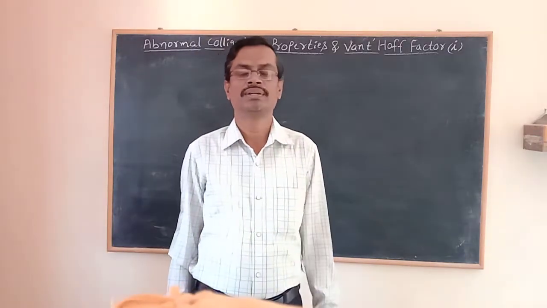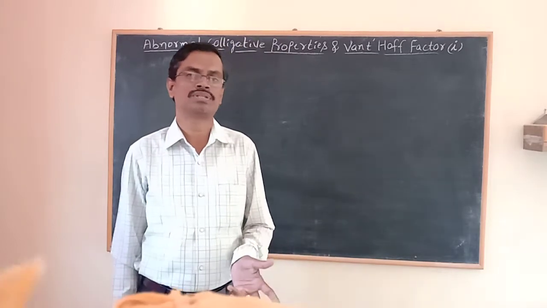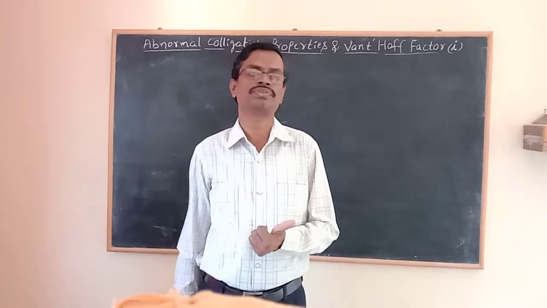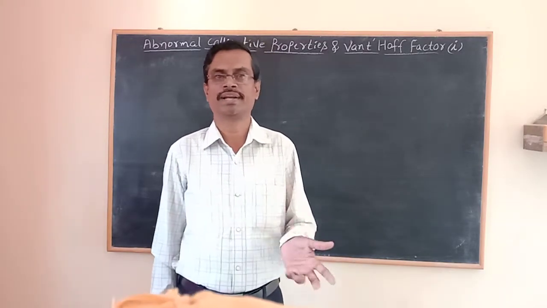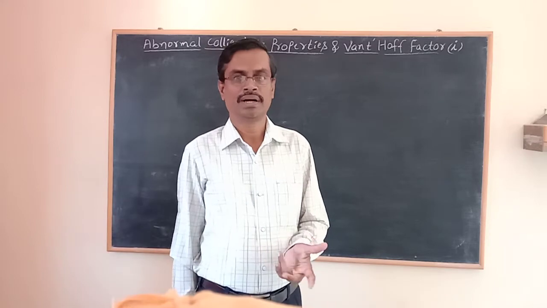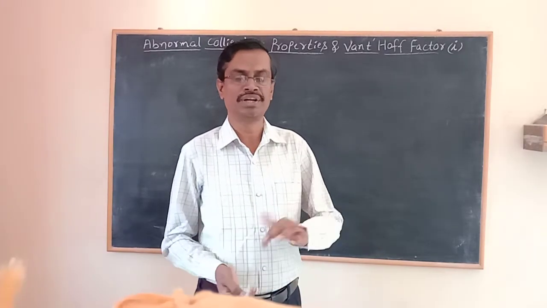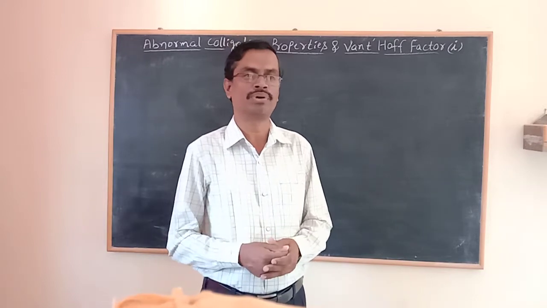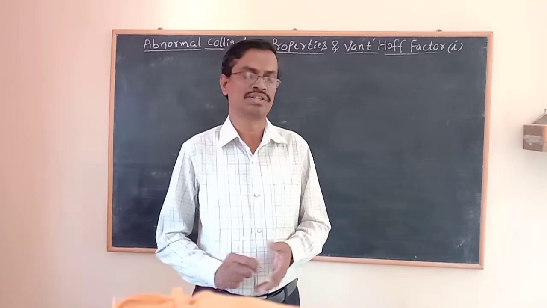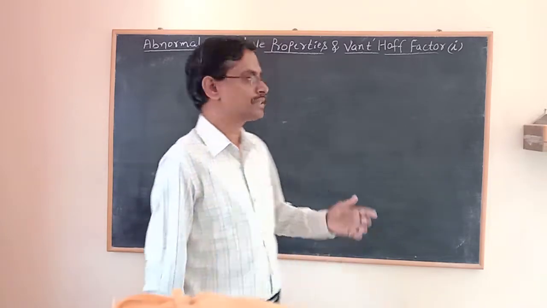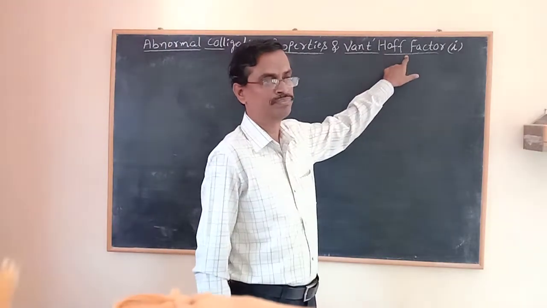Now we will start part 3 of colligative properties. In part 1 we discussed two important colligative properties. The first one, relative lowering of vapor pressure. Second, elevation of boiling point, and some relationships we discussed in the first part. In the second part it is continued, and the third colligative property we discussed, that is depression of freezing point and some relations. Now in part 3 we will discuss abnormal colligative properties and Van 't Hoff factor.